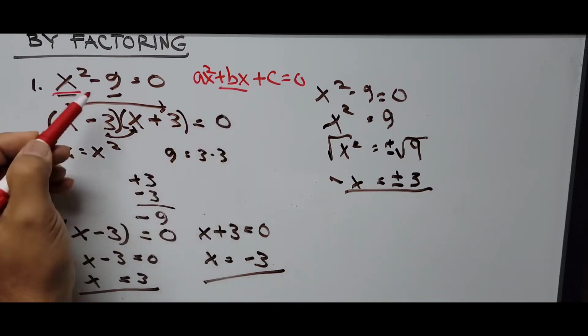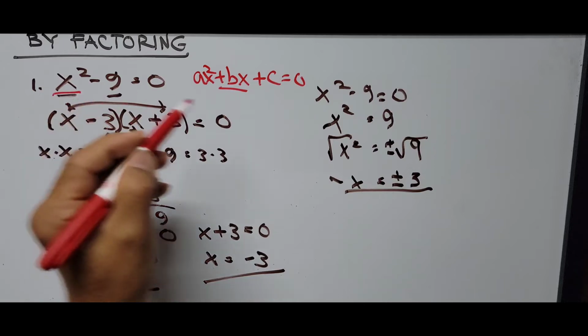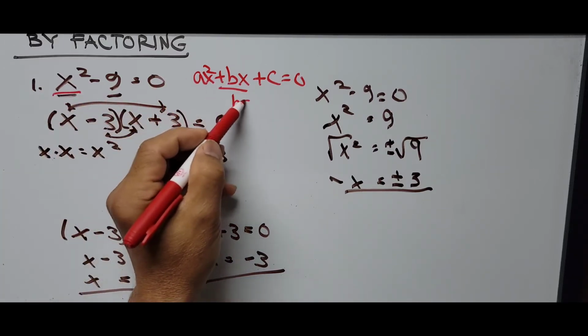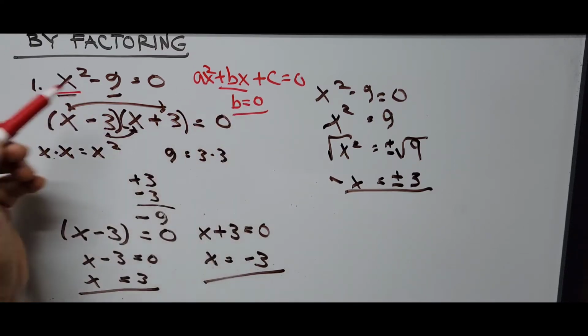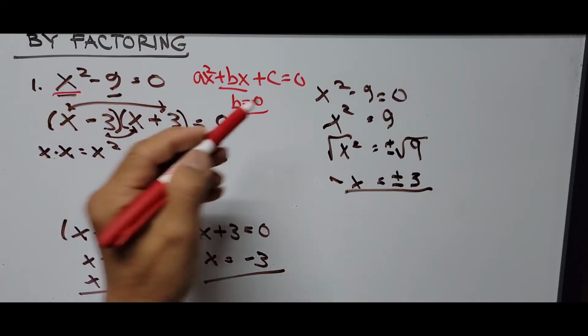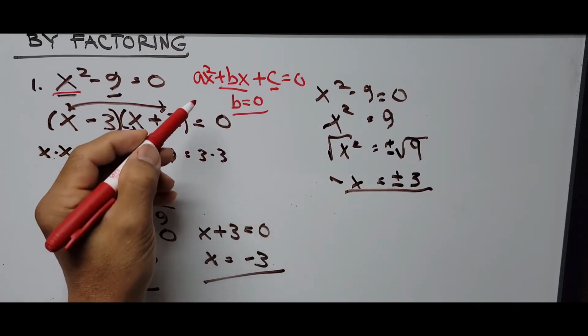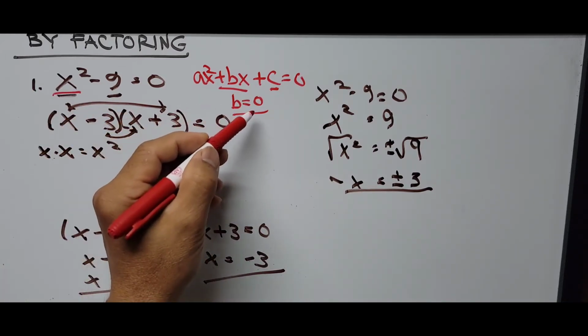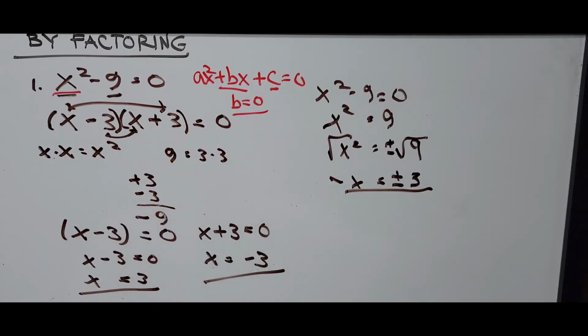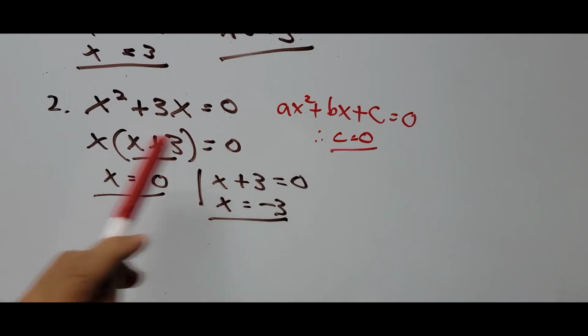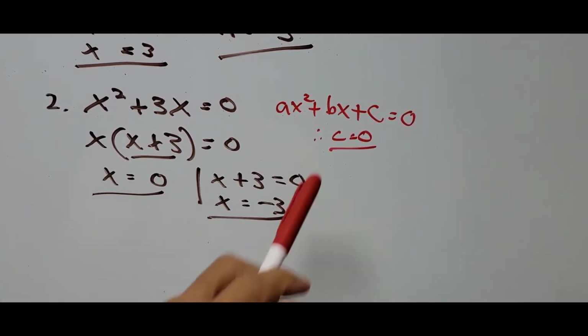And the middle term is not there. So that means b, the coefficient of the second term, is 0, since it does not appear on here. We have just the third term, that is the constant. So value of b is 0 over there. And on the second problem, the value of c is 0. Okay, that's what it is on here on problem number 2. Value of c is 0.